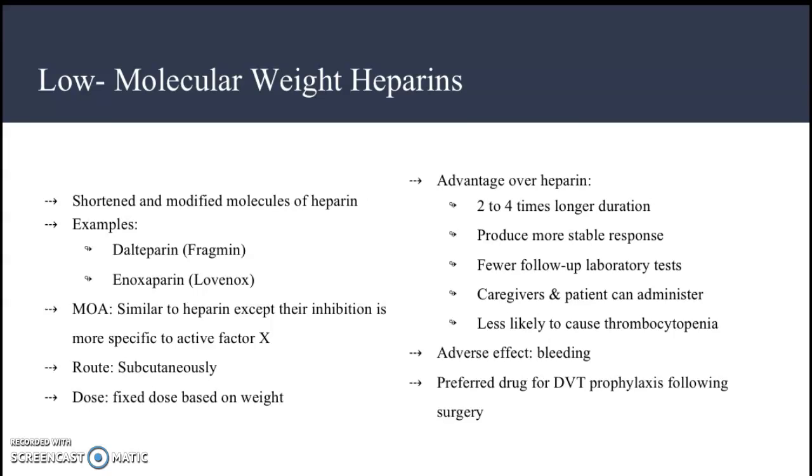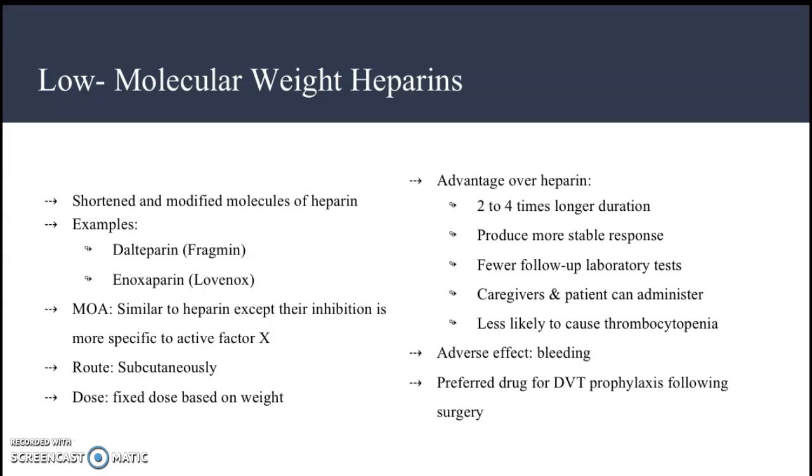Low molecular weight heparins. The primary drug classes include heparin, vitamin K antagonists, direct thrombin inhibitors, and factor XA. These are shortened and modified molecules of heparin. Some examples include dalteparin, or Fragmin, and enoxaparin, most commonly known as Lovenox. The mechanism of action is similar to heparin, except their inhibition is more specific to active factor X. The route is subcutaneous, and the dose is fixed based on the patient's weight.